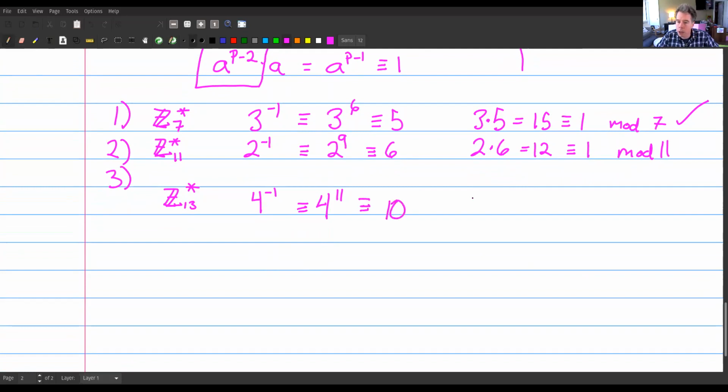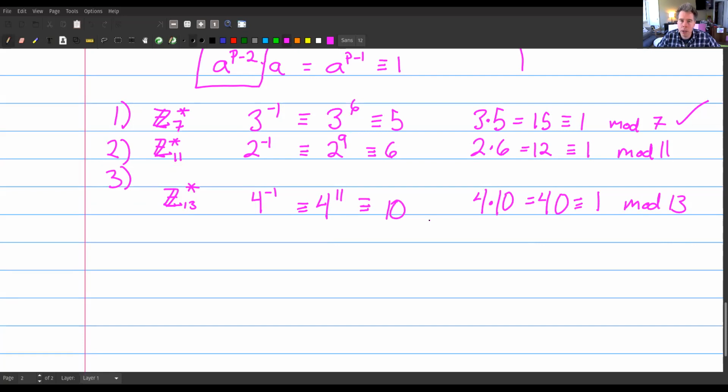And now you can just check that it works. So is it true that 4 times 10 is 1? So 4 times 10 is 40. And modulo 13, 13 goes in evenly to 39. So this is 1 mod 13.